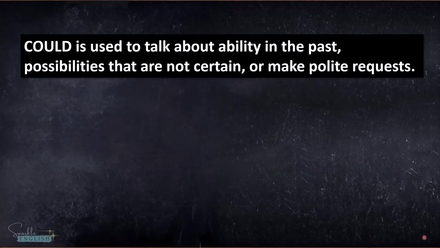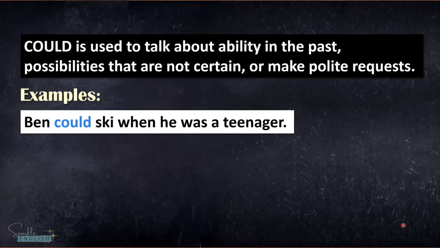Let's go on to could. Could is used to talk about ability in the past, possibilities that are not certain, or to make polite requests. Could is softer and more polite than can. Let's look at some examples. Ben could ski when he was a teenager. In this example, could is used to express past ability. So could is the past form of can. He could ski when he was younger, but now he can't ski.